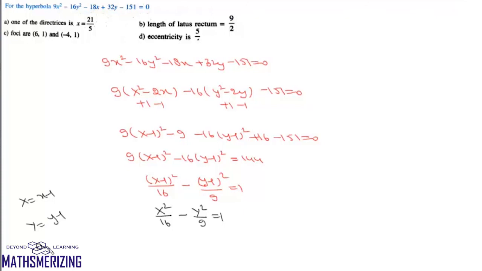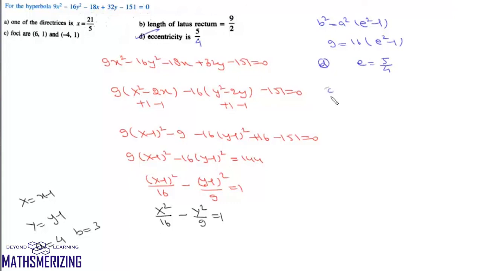Now for this hyperbola, the value of a is 4 and the value of b is 3. First we'll find its eccentricity. We know that b square is a square into e square minus 1. So b square is 9, a square is 16, and this is e square minus 1. We'll get the value of e as simply 5 by 4. So that's your option number D.